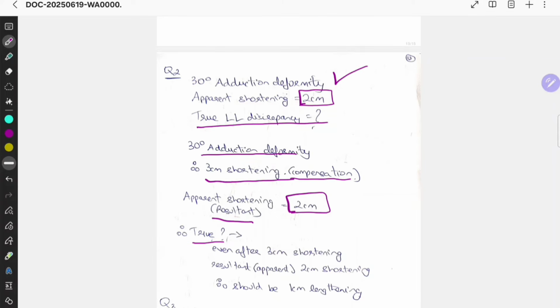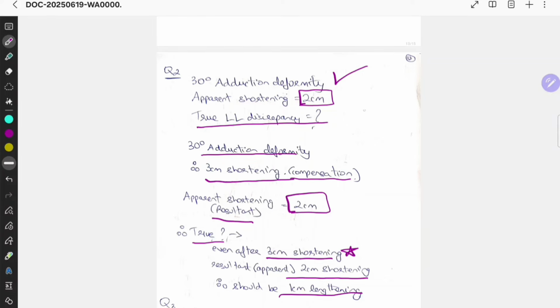So you have to analyze that even after 3 centimeter of shortening by compensation due to the adduction deformity, the resultant apparent is 2 centimeter shortening. So what should be the true limb length discrepancy? It should be 1 centimeter. It should be 1 centimeter lengthening. Am I making sense?